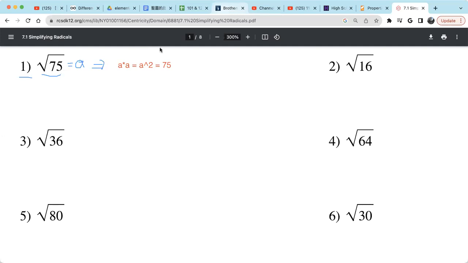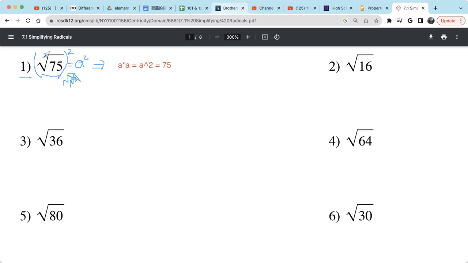What does that mean? If I multiply the square root of 75 by itself, remember, a number multiplied by itself is just a square. So I square this number, and that equals A squared. The square root and the square cancel each other, because the square root has an index of 2. Square root means the index is 2.